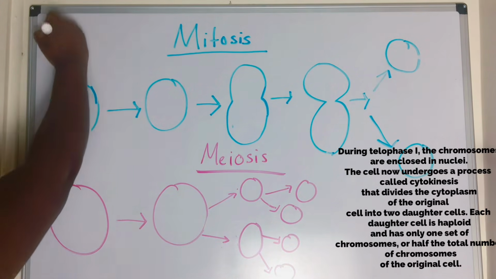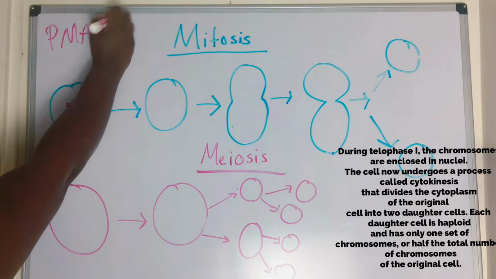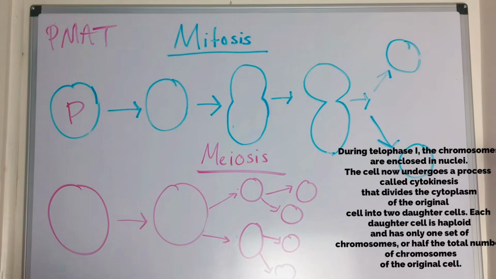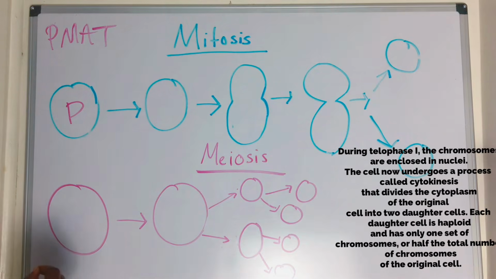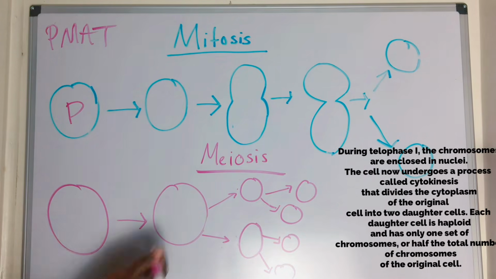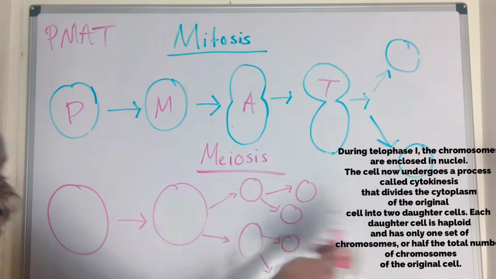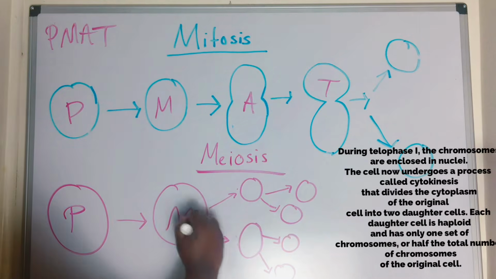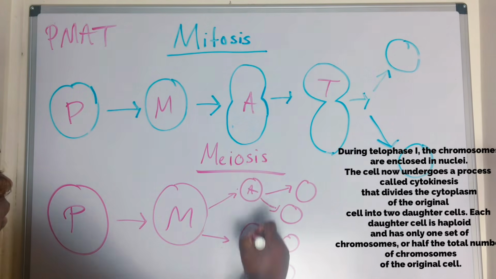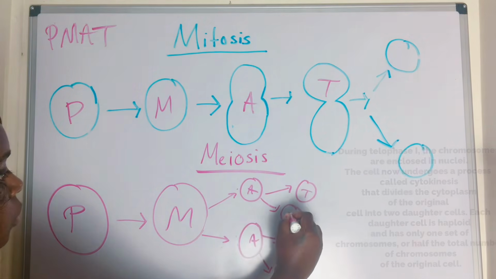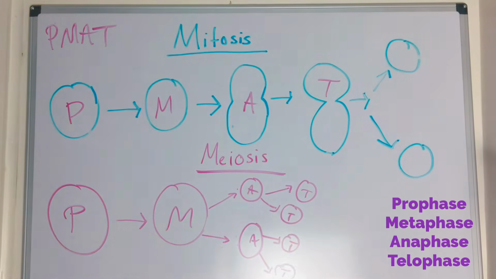So I'm going to do PMAT for the different phases. That helps me to remember. Hopefully it helps you. P for prophase. M for metaphase. A for anaphase. T for telophase. And this is going to be A. And these small little pieces here are going to be T.